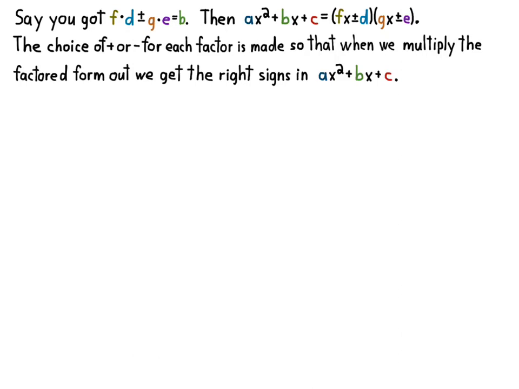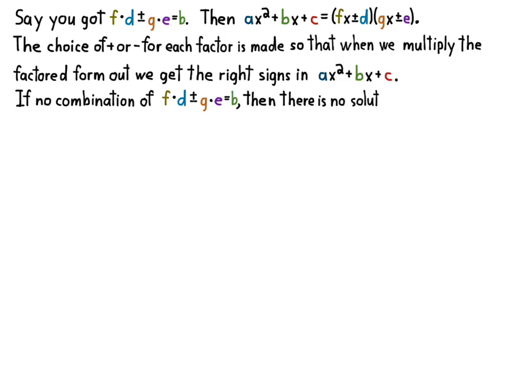If a wasn't positive, we would first factor a negative out of all 3 terms. And then inside that, we'd have a positive a. And so we would do this with that. That's just to cut down on possibilities, so you don't have to do plus or minus f and plus or minus g and have too many things to check. Okay, so if none of these work, then there's no solution.